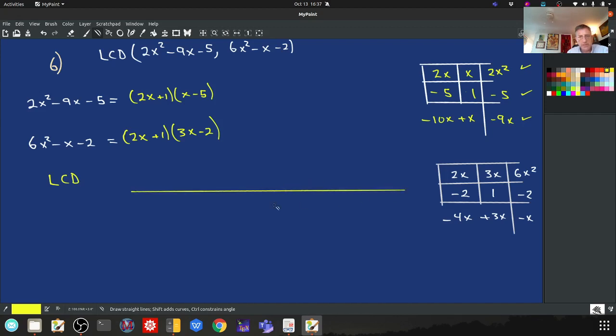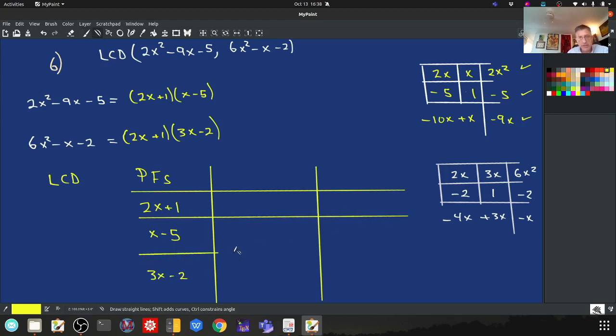So a lot of steps. Part of it isn't so bad. Part of it is our prime factors. At this point, I have a 2x plus 1, and then I have an x minus 5. Oh, and then I have a 3. That's 2x plus 1, I already have on my list. This is 3x minus 2. So I have three prime factors, so that's not so bad.